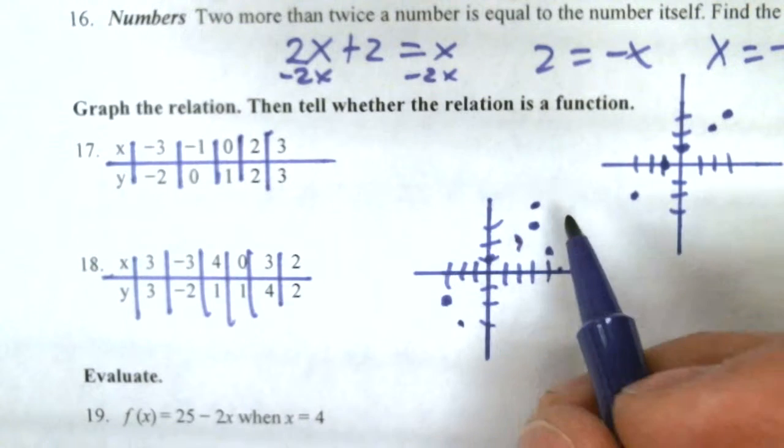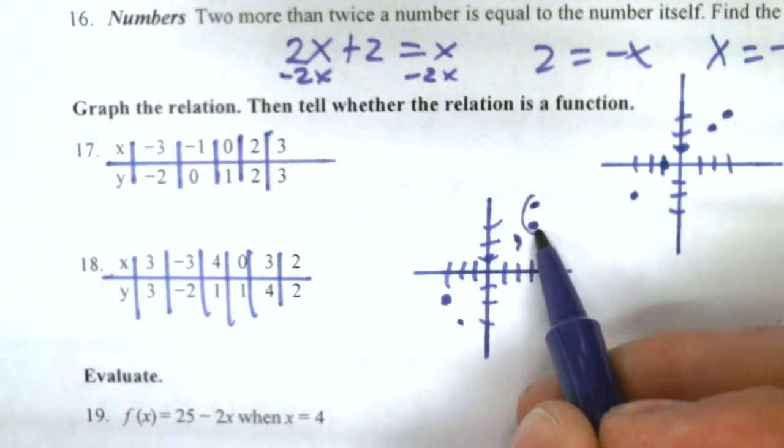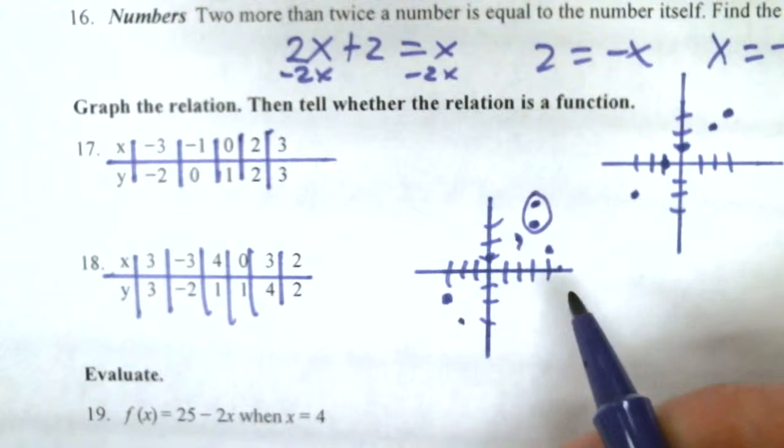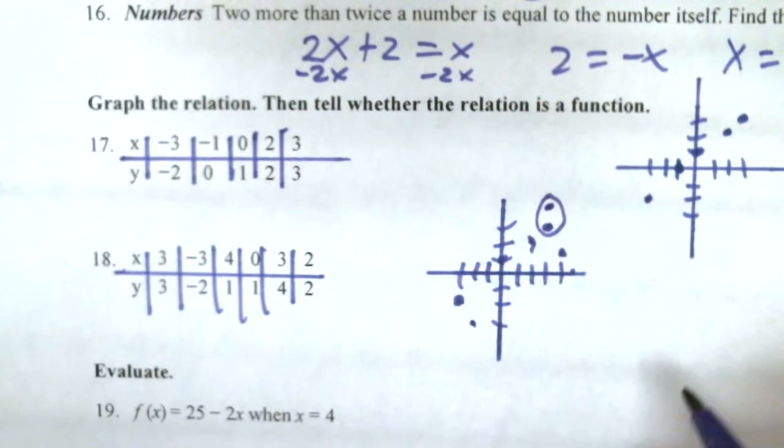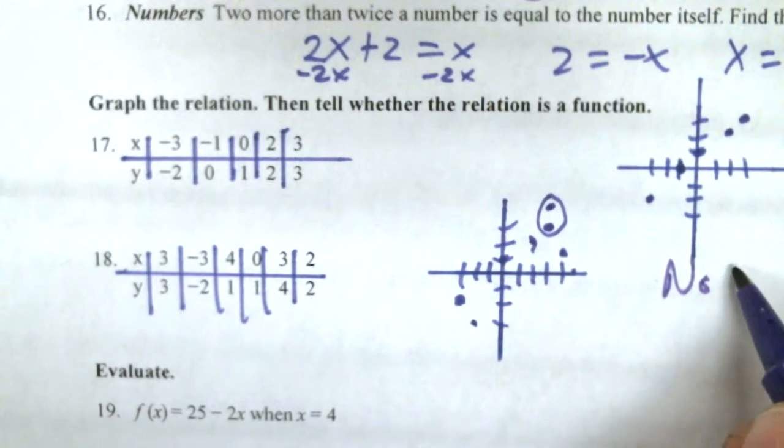If you're looking at the graph here, if we look at these 2 points right there, we would hit both of those with a vertical line test. So no, that is not a function.